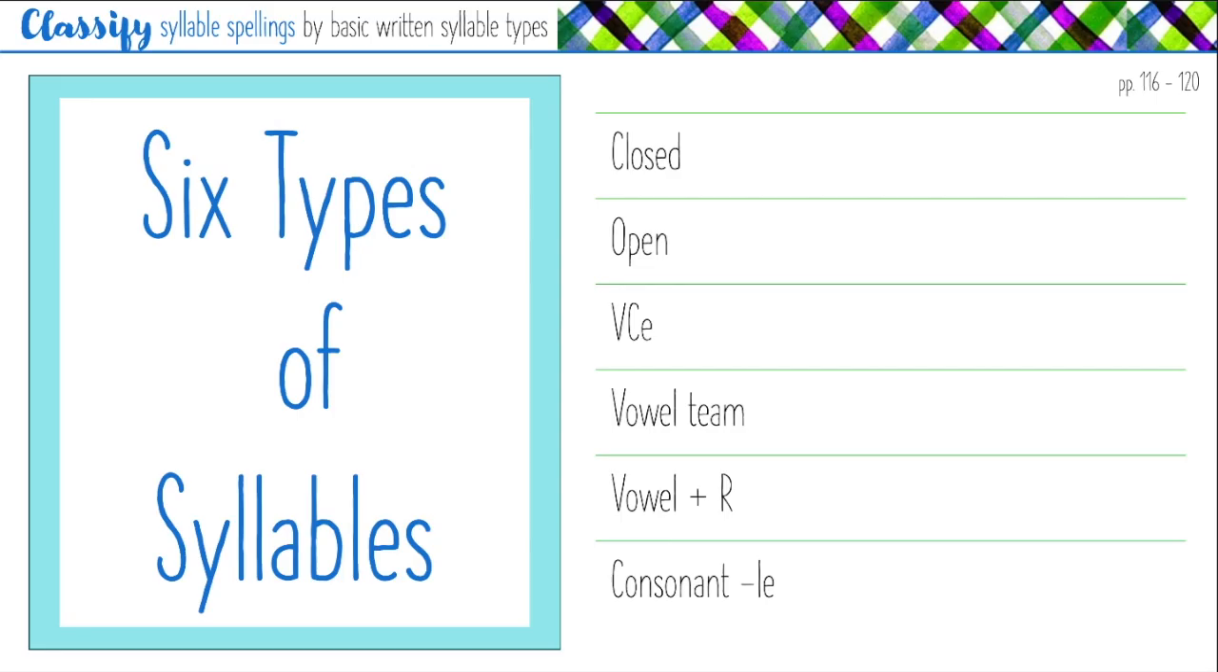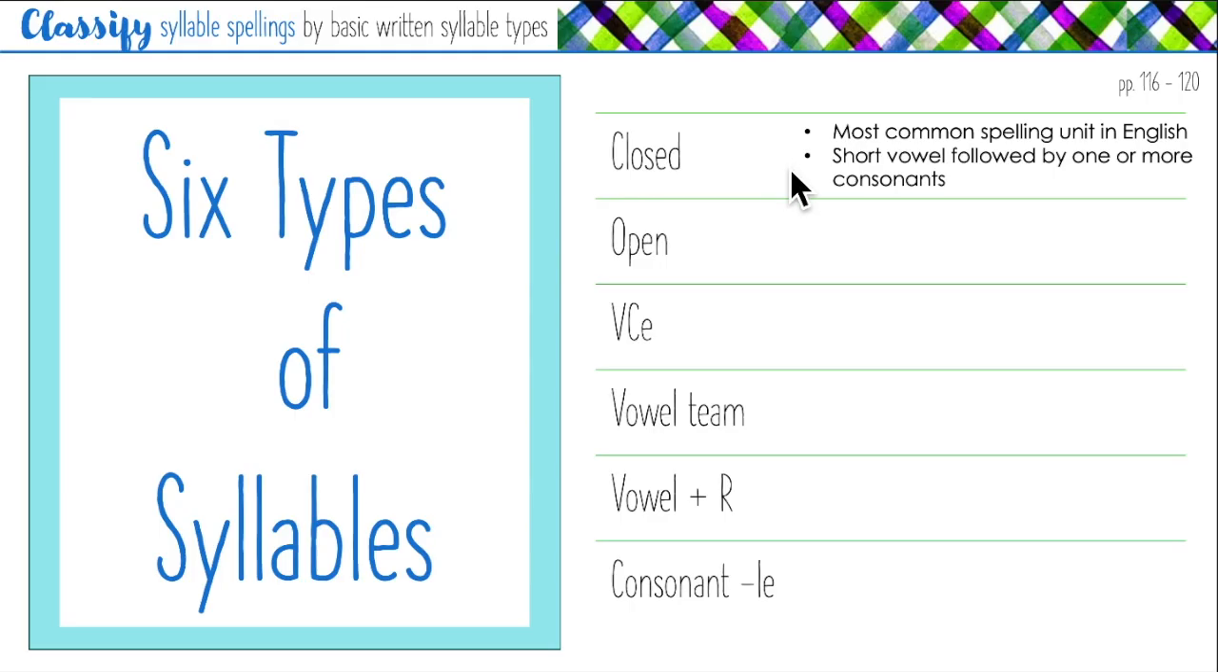As we're looking at what patterns come into place and when to use different things, we care if it's an open or closed syllable. We care if it's a vowel consonant E. We start caring about if vowel teams exist. So it's very important that your students have an understanding of what these kinds of syllables are.